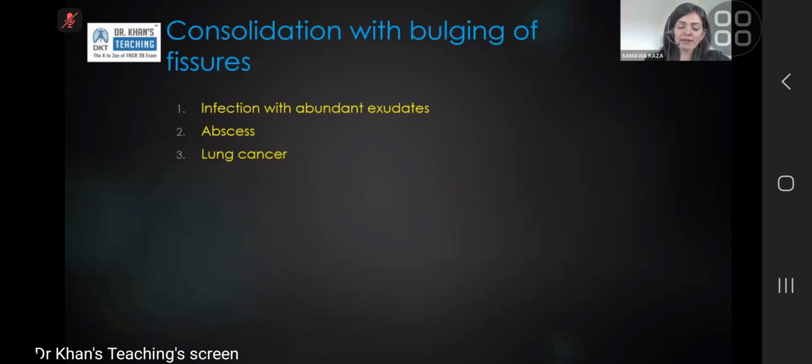Last on the list, but obviously the most sinister one, is lung cancer. So lung cancer can give you bulging of the fissure, gives you mass effect. And that is the most important differential for any infection. Is this actually all cancer? Is there underlying cancer? Is there cancer proximal in the airways that is causing distal obstruction? These are the three things you always need to have at the back of your mind.